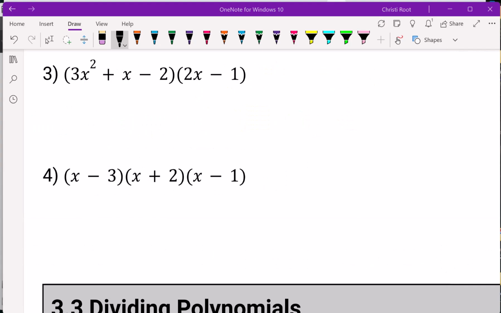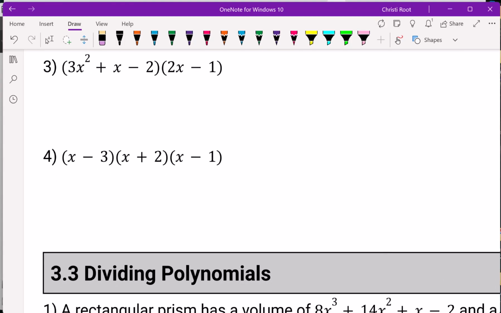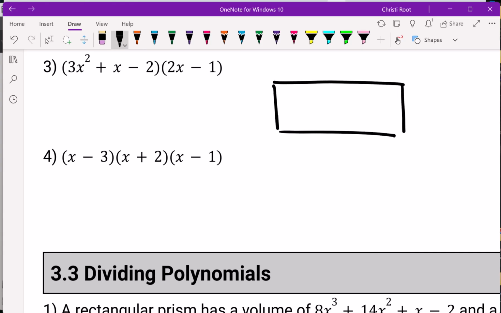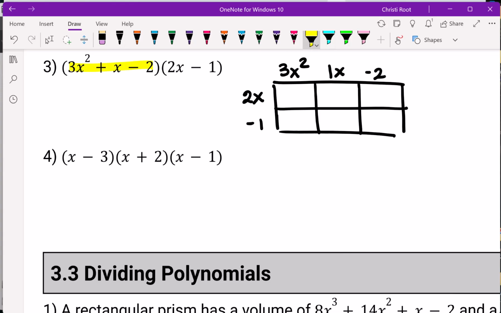So in question number 3, I'm multiplying. And I know I'm multiplying because you can tell there is no space between the groups. If I want to multiply polynomials, the easiest thing to do is to create an area model. Now this is a 3 by 2. I'm going to flip it. I'm going to go ahead and make a 2 by 3, but you do whatever you feel like you want to do. So this is 2x minus 1, so I'm going to put 2x minus 1 here, and then 3x squared, and this is 1x minus 2. So if you want a color code, this is what it looks like.